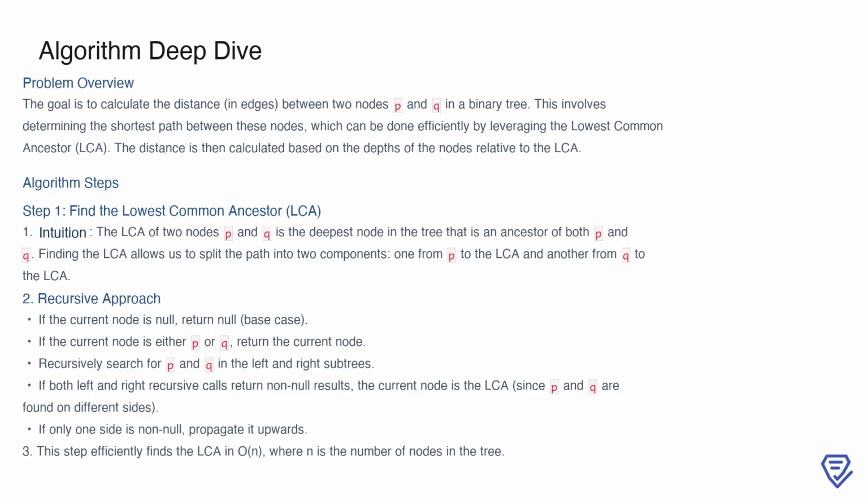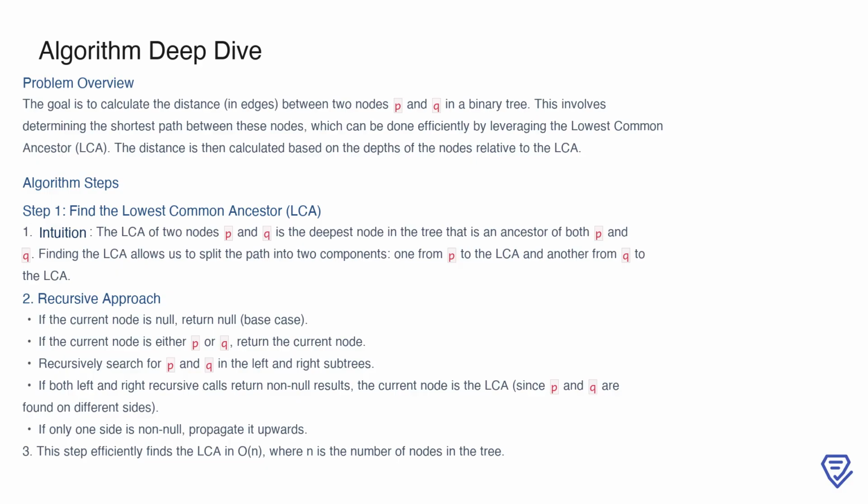The intuition behind this is that the LCA splits the path between P and Q into two disjoint sections, one from P to the LCA and the other from Q to the LCA. To find the LCA, we use a recursive approach. If the current node is null, we return null as the base case. If the current node matches either P or Q, we return the current node since it is part of the path. Otherwise, we recursively search for P and Q in the left and right subtrees.